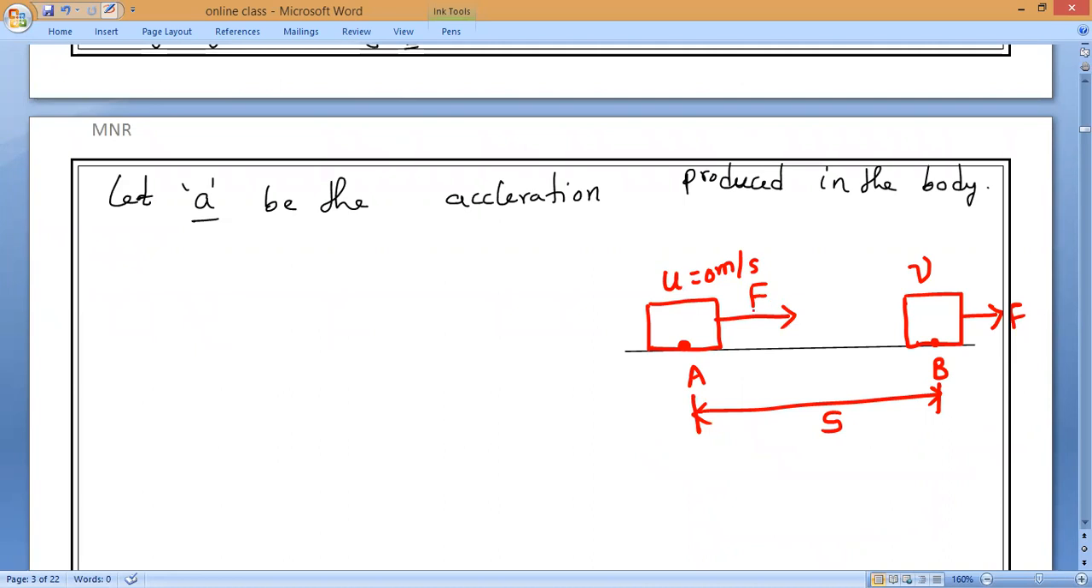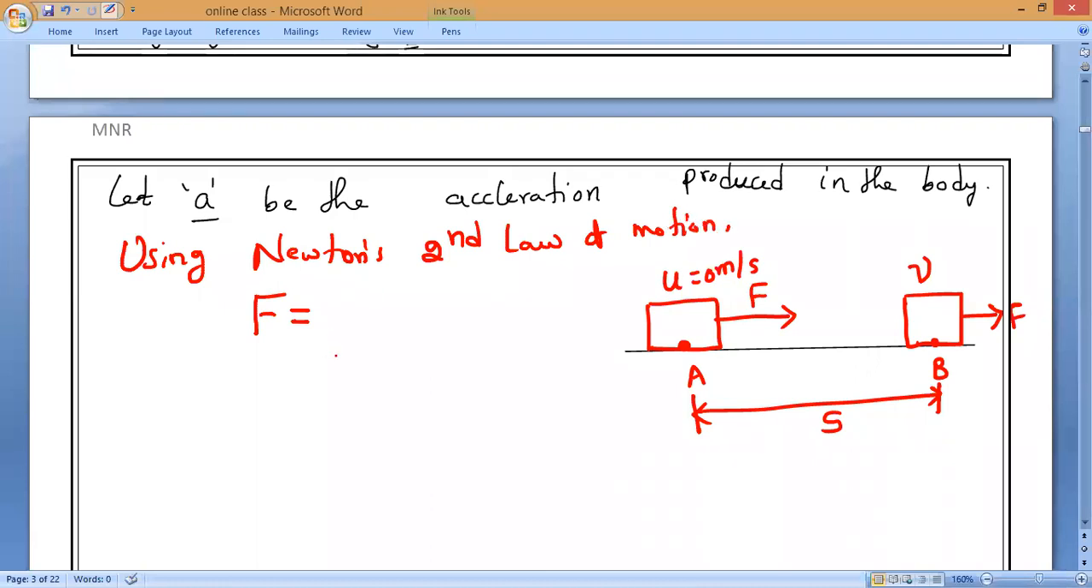Due to the applied force, the change in velocity is V and the distance traveled is S. This is also the force direction. Now, we observe the body moving from A to B, so using Newton's second law of motion, what is the applied force? F is equal to ma. According to Newton's second law, the force applied on the body is equal to the mass of the body times the acceleration produced. Is it right or wrong? Yes, sir.